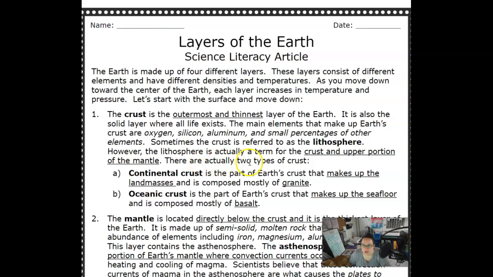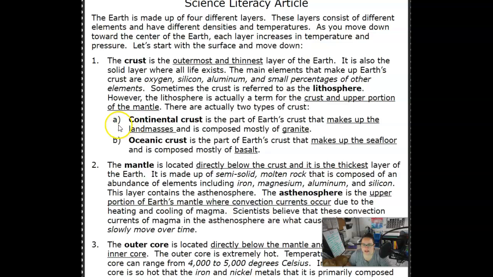There are actually 2 types of crust. A. Continental crust is the part of Earth's crust that makes up the land masses and is composed mostly of granite. B. Oceanic crust is the part of Earth's crust that makes up the seafloor and is composed mostly of basalt.